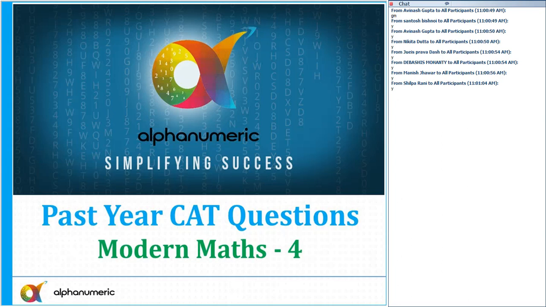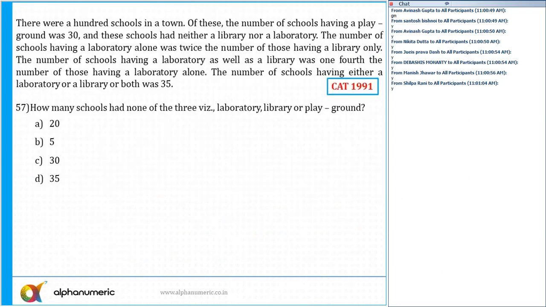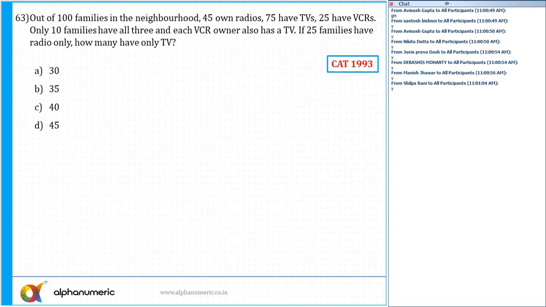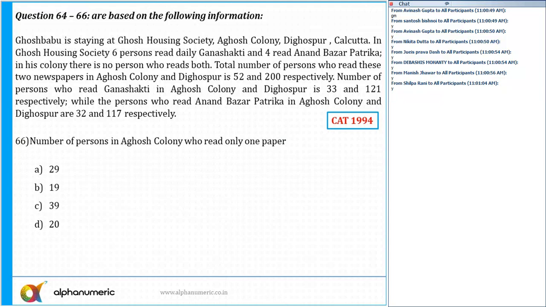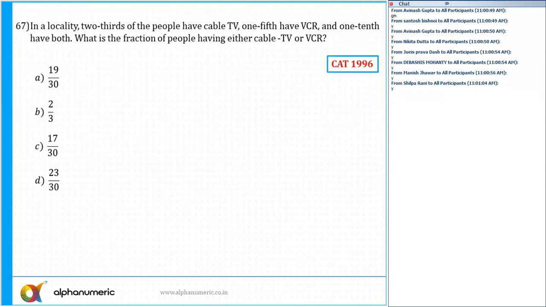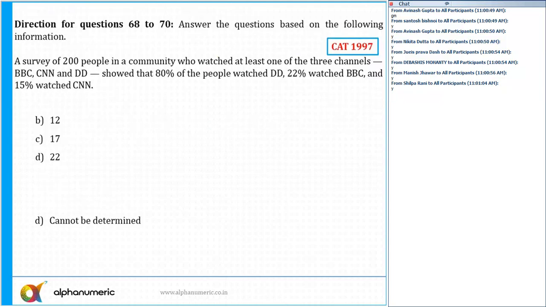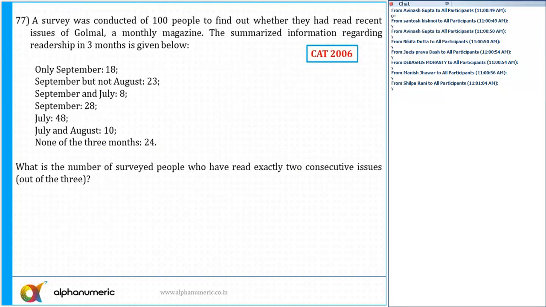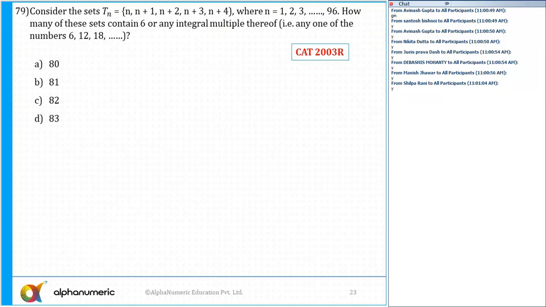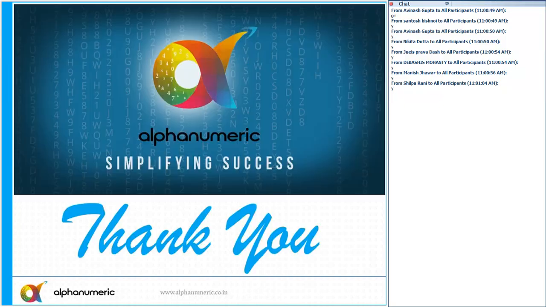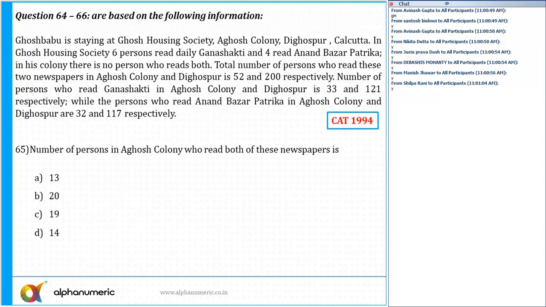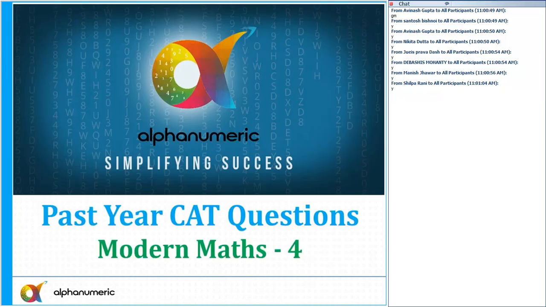All right, so let's see how many questions there are. We have done till question number 56. So 57, 58, 59, 60, 61, 62, 63, 64, 65, 66, and then 67, 68, 69, 70, 71, 72, 73, 74 and 75, and then 76, 77, 78, and 79. So till question number 79, can you tell me what is the total number of questions from 57 to 79?